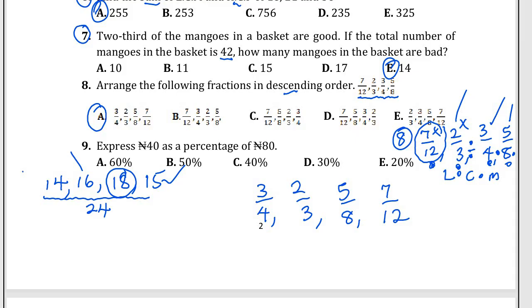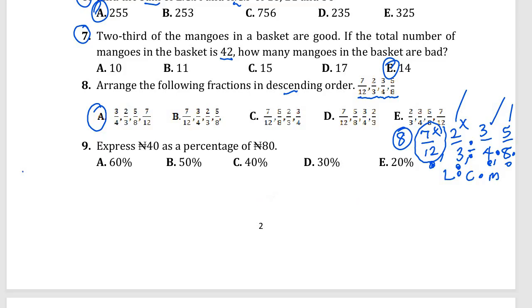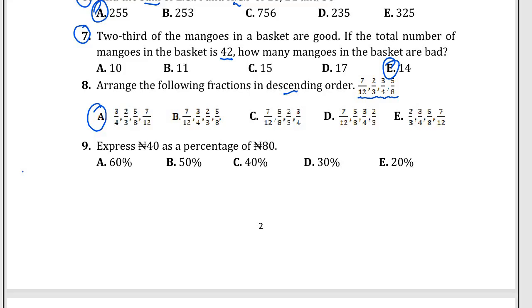So let's take question number 9. Question number 9 says, express 40 naira as a percentage of 18 naira. So to solve this, we'll use a simple slogan, as over of. Of is always the denominator. So divide as by of. 40 naira goes with the as, so we have 40 naira divided by the of, which is 18 naira.